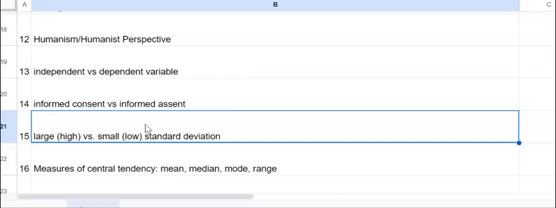We said that Wild Street would be like the street behind the high school, which has high standard deviation, which would be a really wide curve. And that's because the scores go way low and way high from the average.